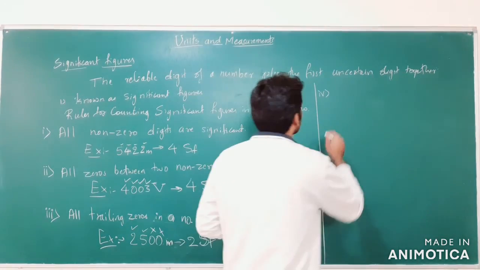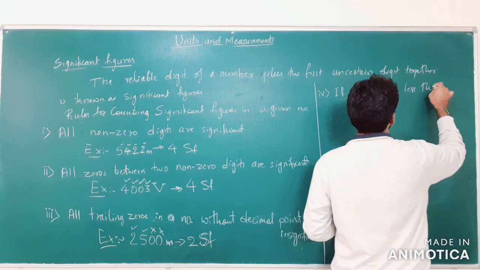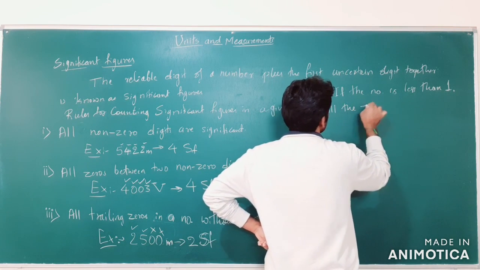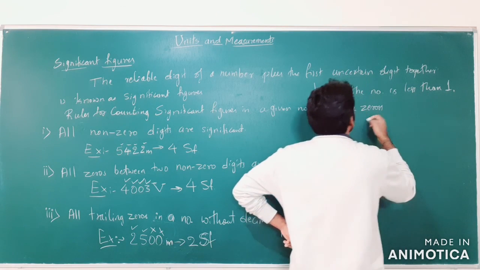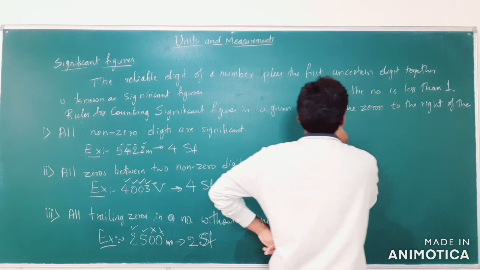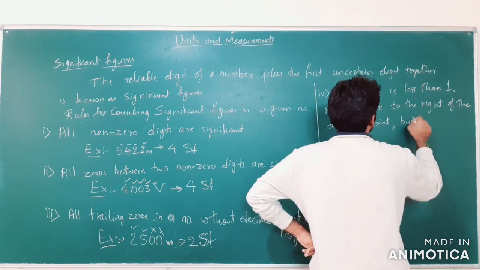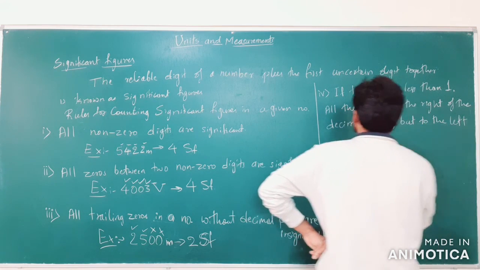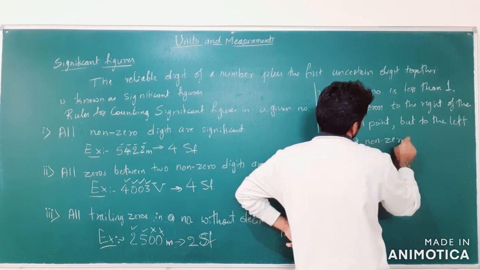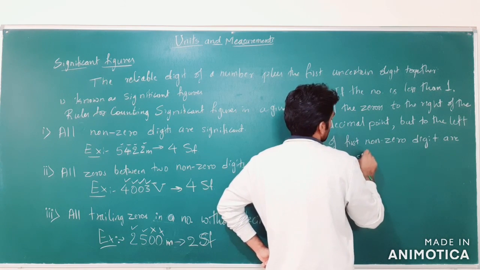Next, the fourth rule is: if the number is less than 1, then all the zeros to the right of the decimal point, but to the left of the first non-zero digit, are not significant.